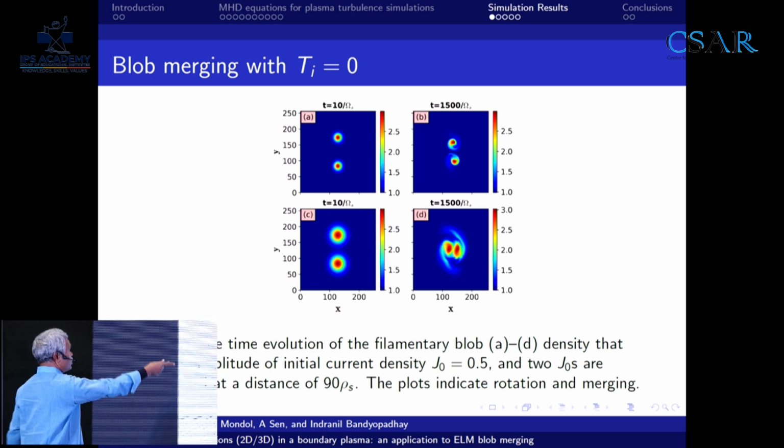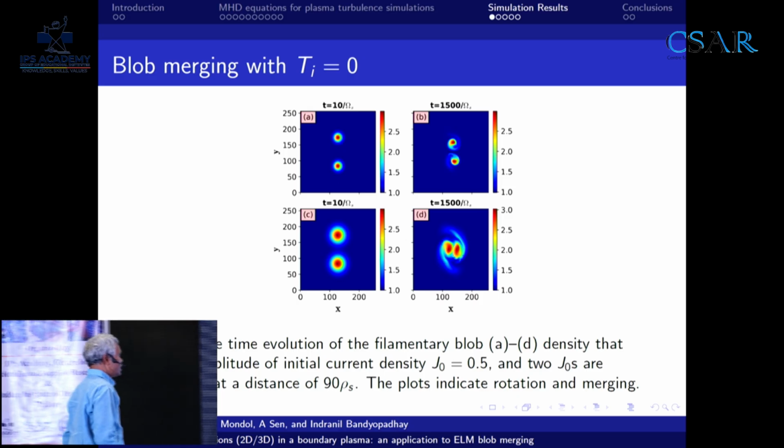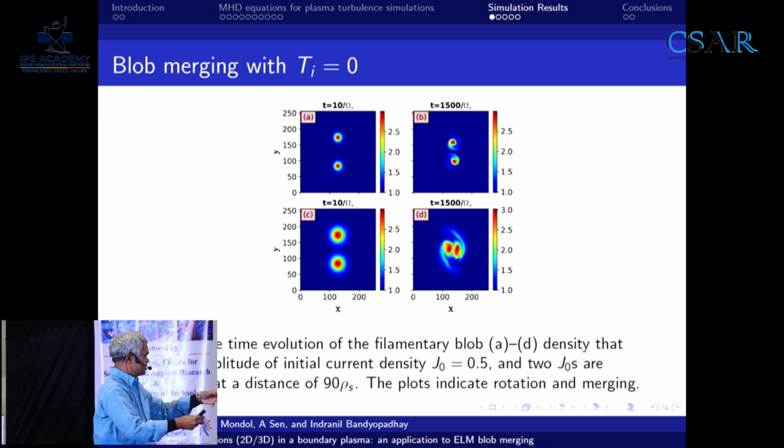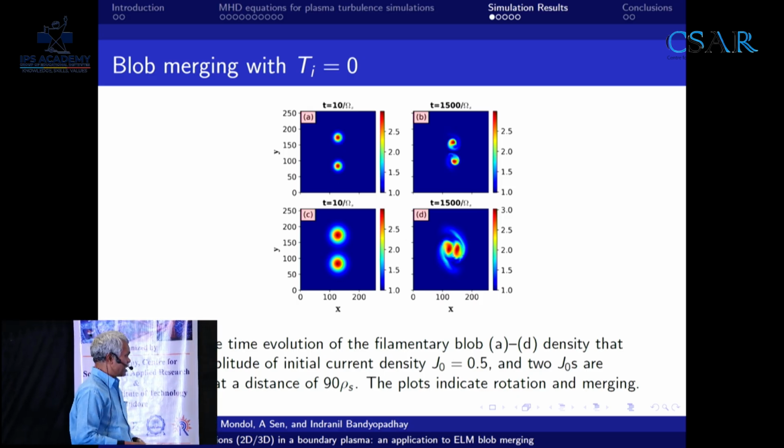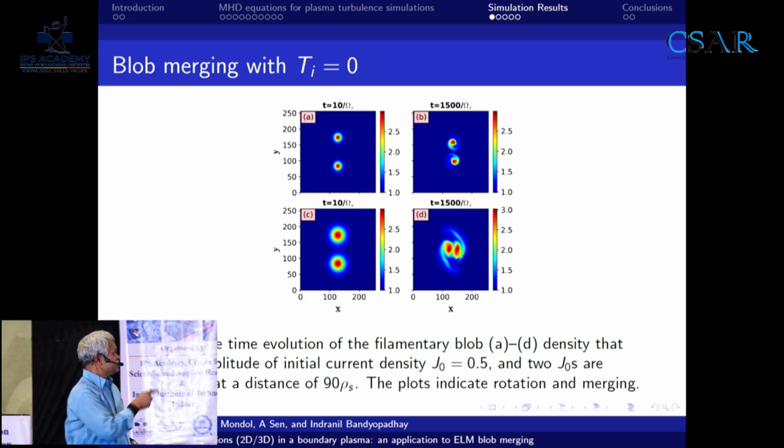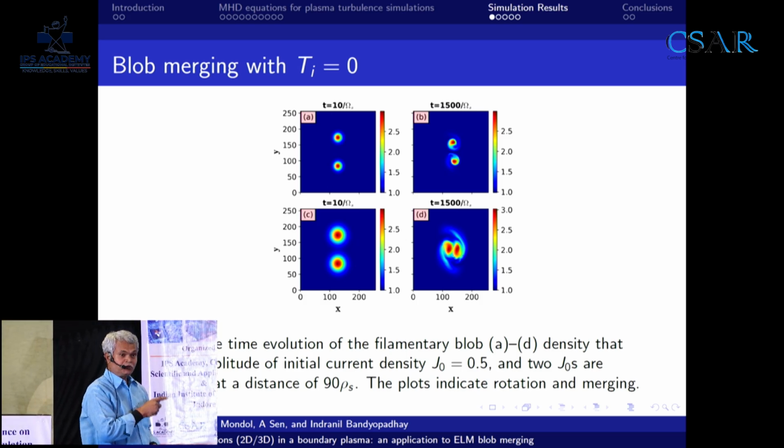What is the rotation of this figure B? And after some time, it is getting bigger in size. That is because of this diffusion. And they rotate and finally merge with each other. So this is the merging phenomenon. This type of blob is type 2 or type 3.